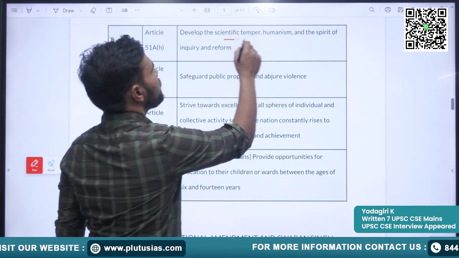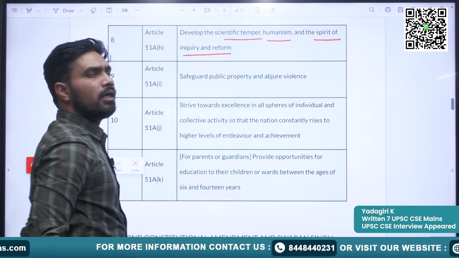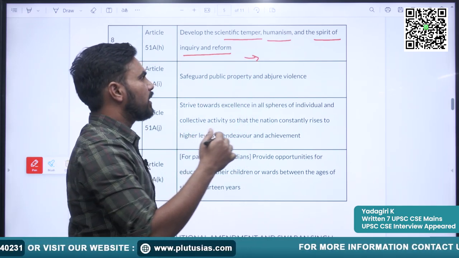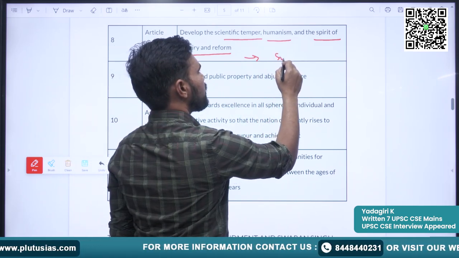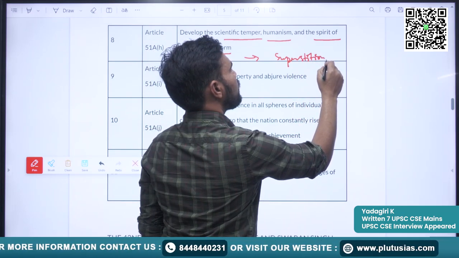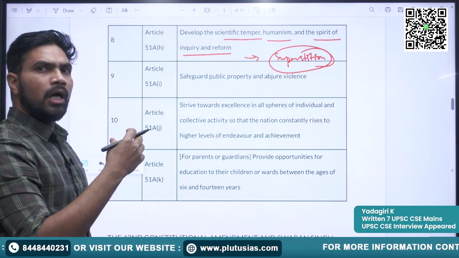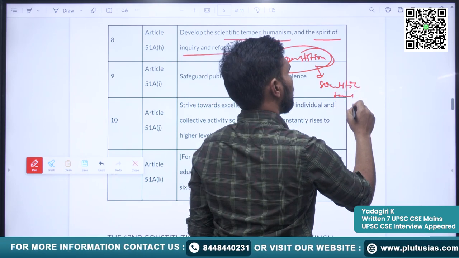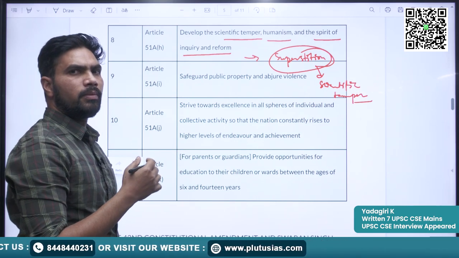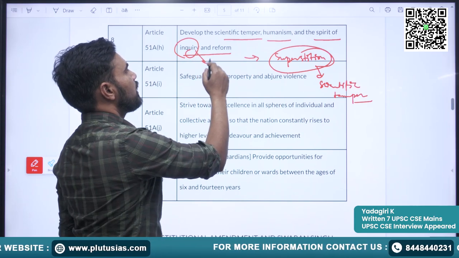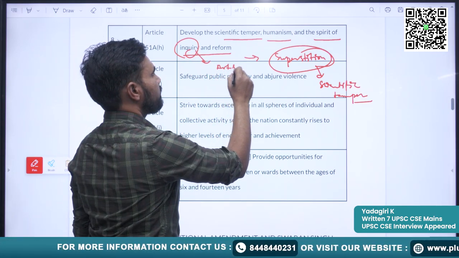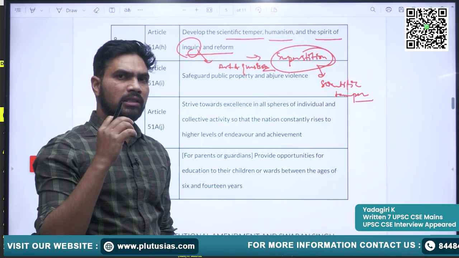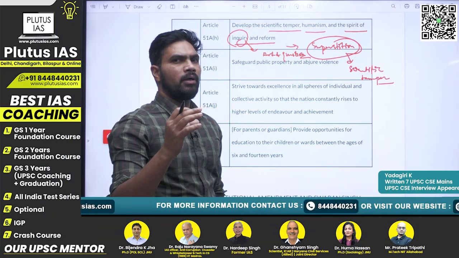The next fundamental duty is to develop scientific temper, humanism and the spirit of inquiry and reform. As we all know, India has over the centuries suffered many kinds of disabilities. For example, one particular disability is superstition. To overcome this disability, and to have a scientific temper and a modern ideology, this duty has been incorporated. People should develop the spirit of inquiry, the spirit of reason, the art of questioning, instead of blindly believing anything that has been said. The person should develop rationality and question everything before believing a particular thing.